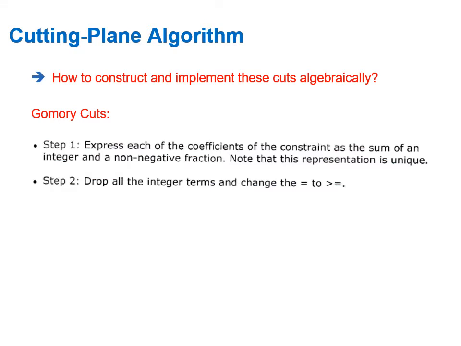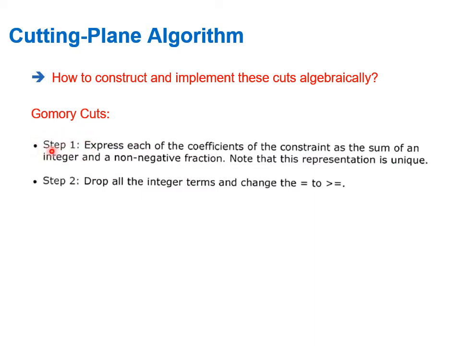Okay, but how can we find the cut? The question is this: how can we find such constraints so that the old LP relaxation will be cut, but none of the integer feasible solutions will be eliminated? So there are different methods, different procedures to find such cuts. One of the important and earliest ones is the so-called Gomory cuts or fractional cuts. And it has a very simple idea and very simple procedure, but it's very effective.